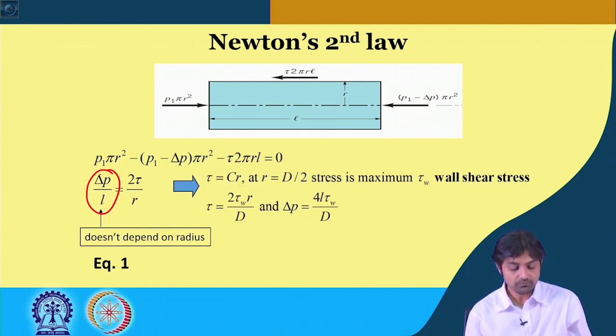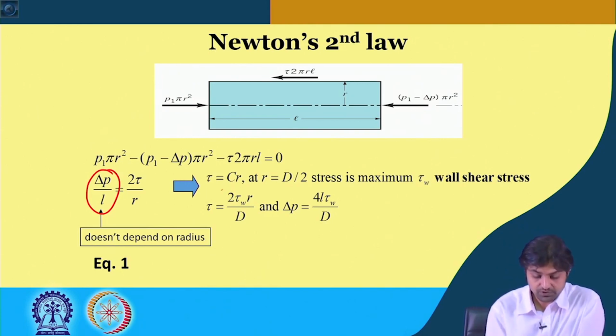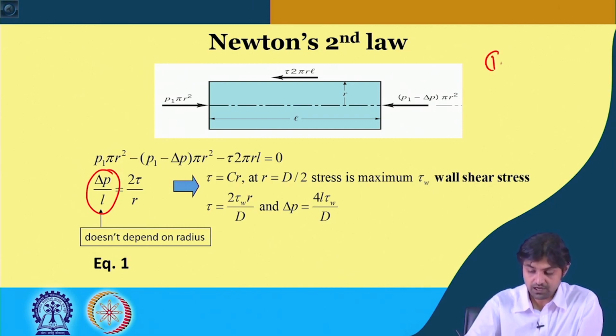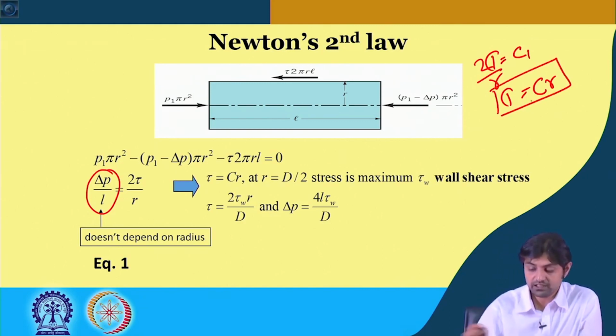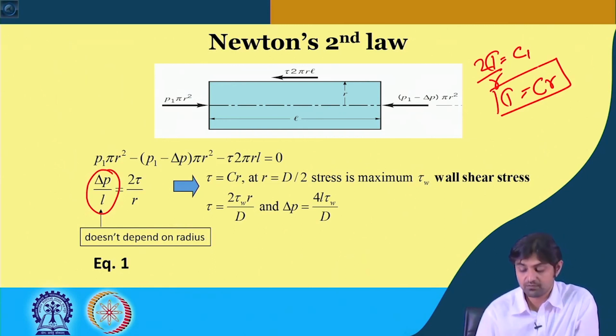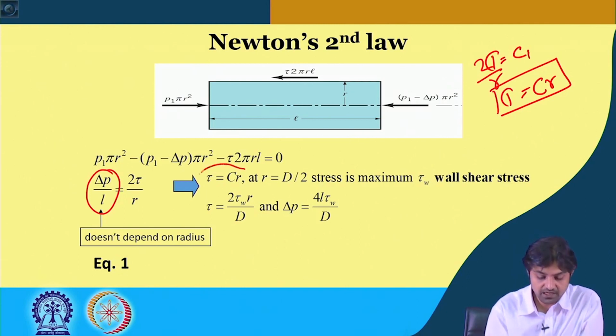So we can say that delta P by L was constant, right? So we have got 2 tau by R is equal to C1, or we can simply say tau is equal to C into R. All right. This is what we can get. This is C1, but 2C is 2C1, C1 by 2. So tau we can write as CR.